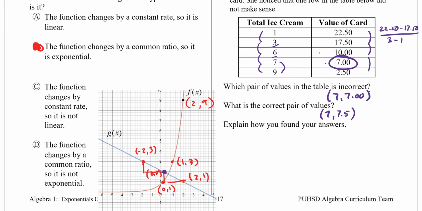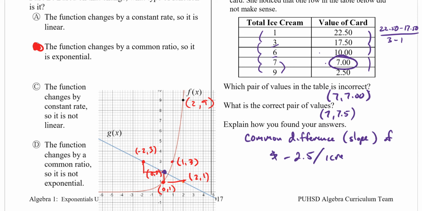Explain how you found your answer. We had a common difference, or slope, of -2.5 dollars per ice cream.